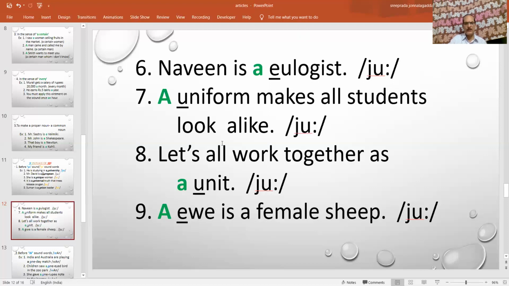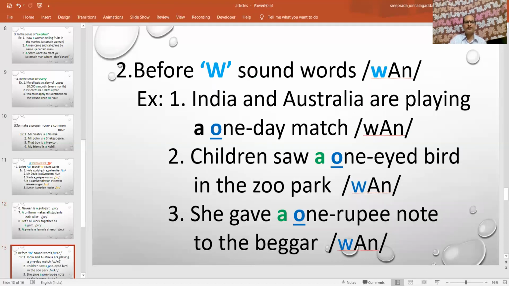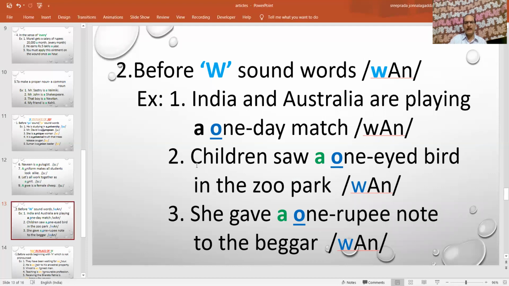So this is the exception to the point that even though a word begins with a vowel letter, if the sound is a consonant sound, we have to use a before it. That is what we have to understand here. Next, there is another rule, that is before W sound words. In some words, the letter O represents the consonant sound of W. There also we have to use a.